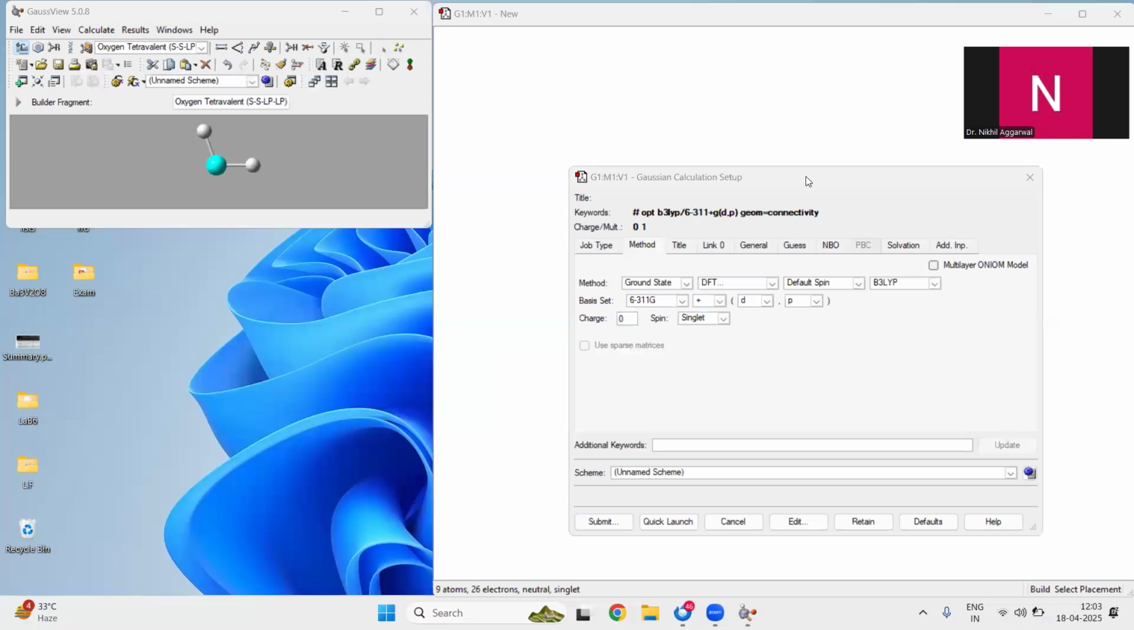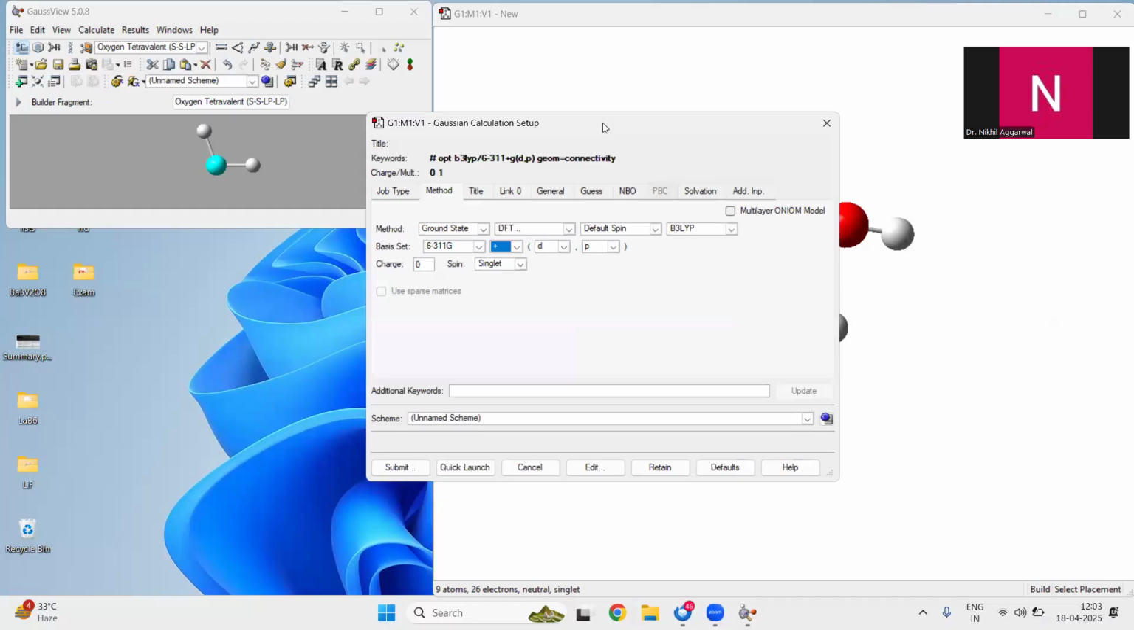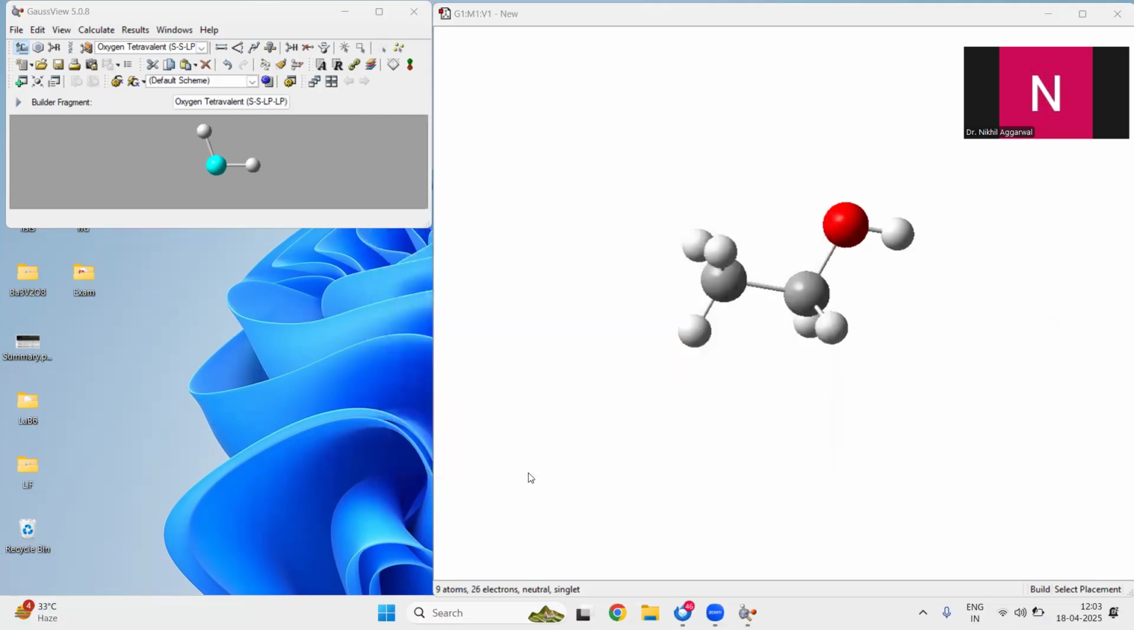Please practice. Look at a few more research articles. Look at the systems they would have used, and justify whether their theory, functional and basis set are the correct selection or not.